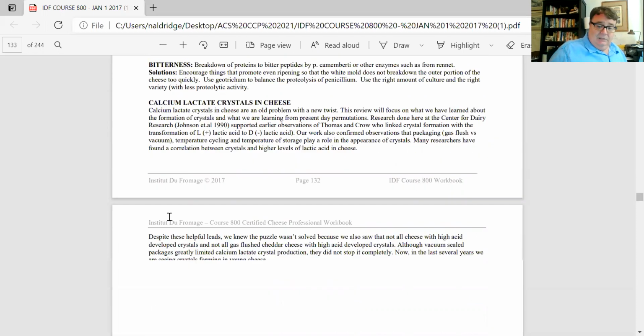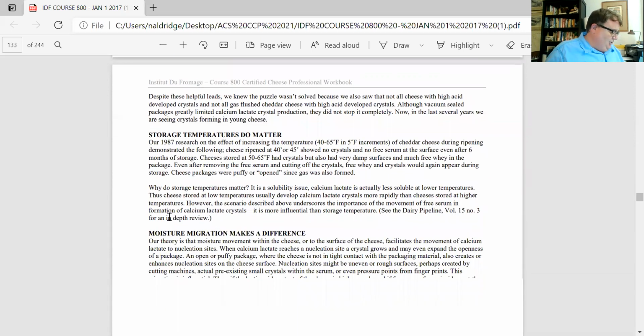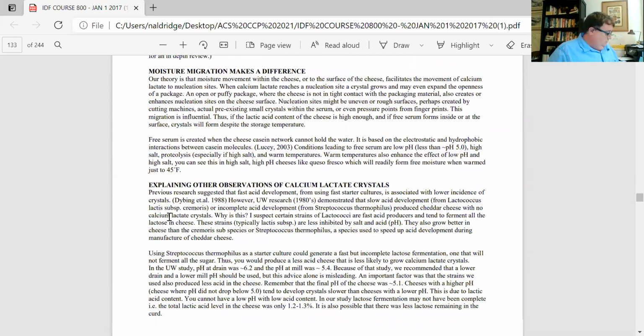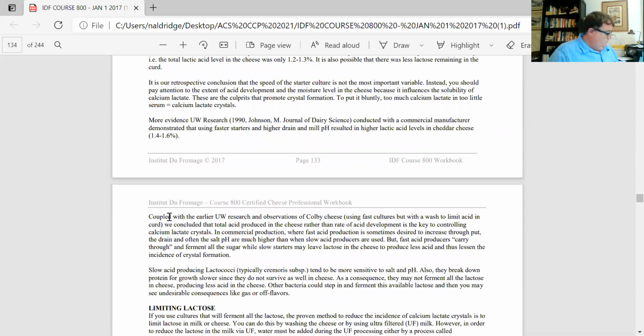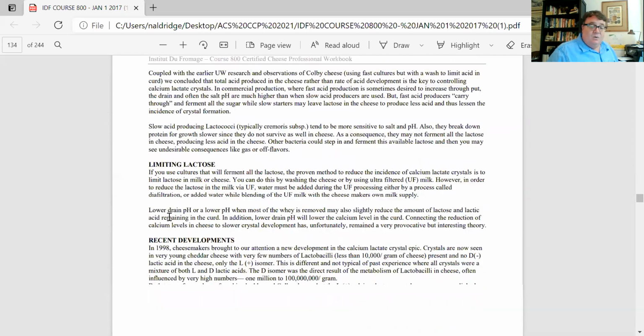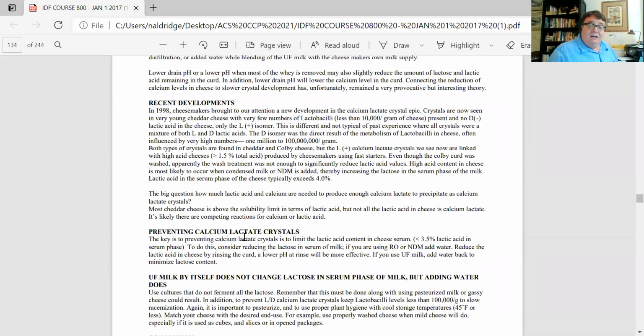Moving on to page 133. Good information, but not a whole lot there on my test. Let's move to 134. Again, this is good, limiting lactose, but I would focus more on this part, preventing calcium lactate crystals. It's probably the most helpful part on page 134. So let's move to page 135.